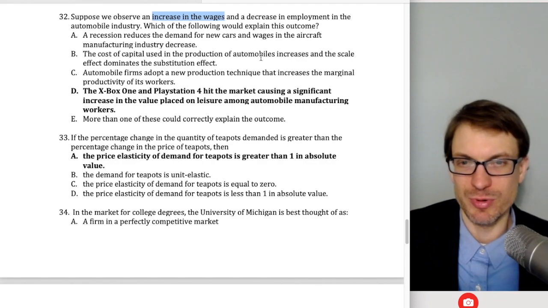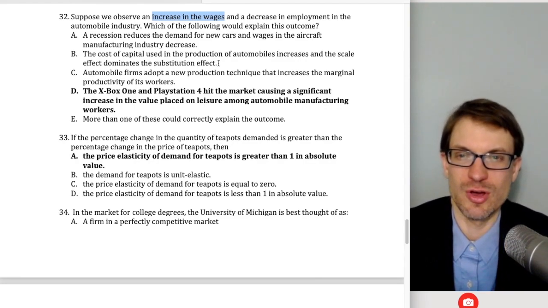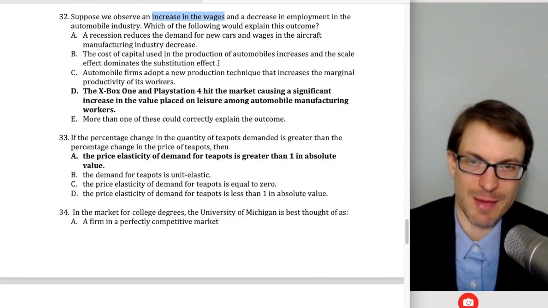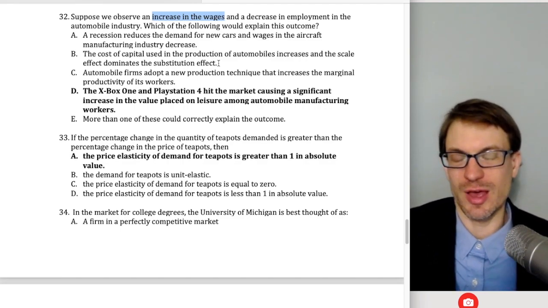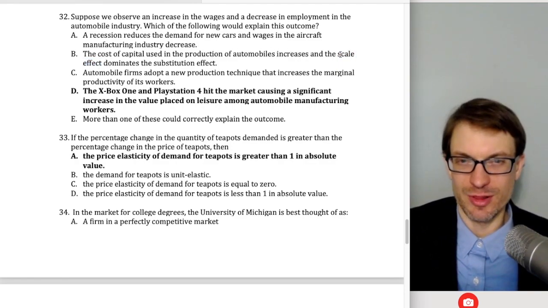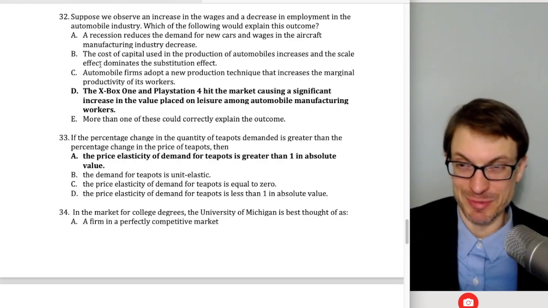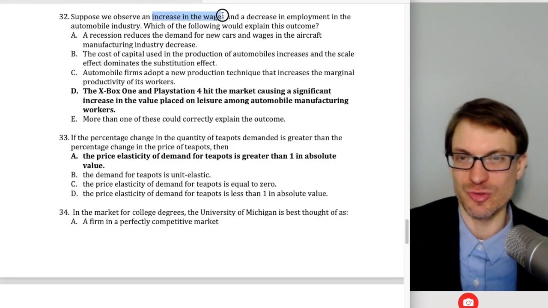B: Cost of capital used in production of automobiles increases and the scale effect dominates the substitution effect. Let's see, cost of capital increases, so we'll have less capital. Scale effect means like the output effect. So I think of the scale effect of capital as being where capital is a complement to labor. If we use less capital and capital is a complement to labor, we should employ less labor. And so we get a leftward shift to the labor demand curve. That's a problem because we need an increase in wages.